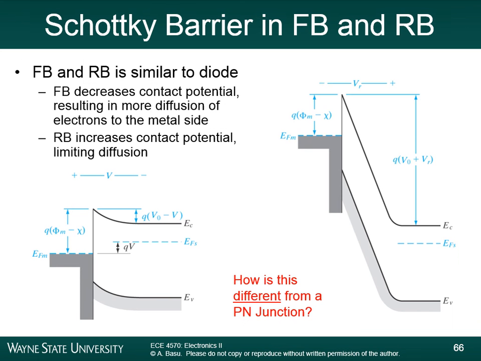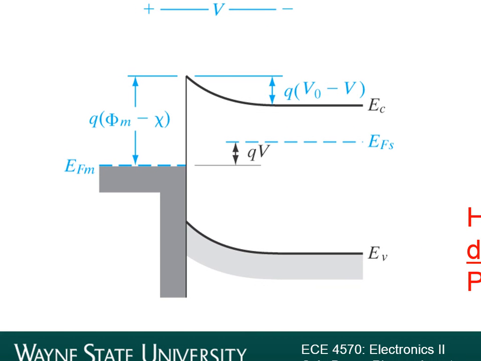Schottky barrier in forward and reverse bias. We talked about this a little bit, but this is what the diagrams look like. If you place the Schottky barrier in forward bias, the Fermi level on the semiconductor side is higher than the Fermi level on the metal side. You've applied a positive potential on the metal side and a negative potential on the semiconductor side. That causes the barrier height to reduce. It used to be qV0, and now it's reduced to q times (V0 minus V). By reducing the barrier height, the electrons can more easily come over to this side, so you get a large increase in the current.